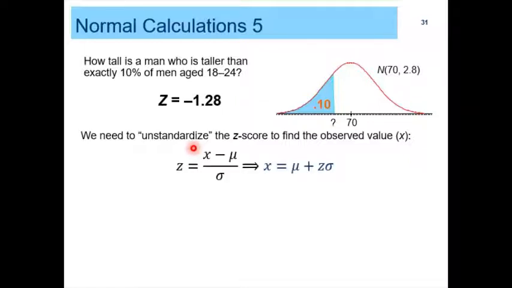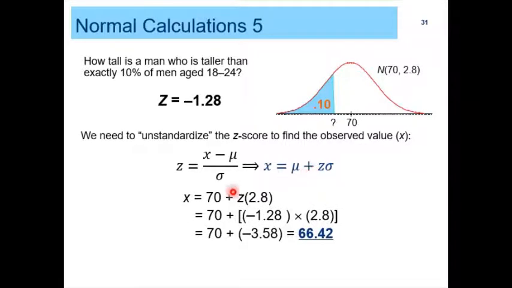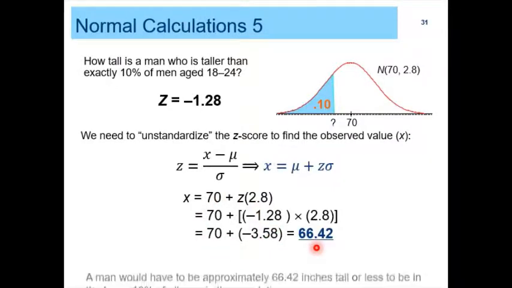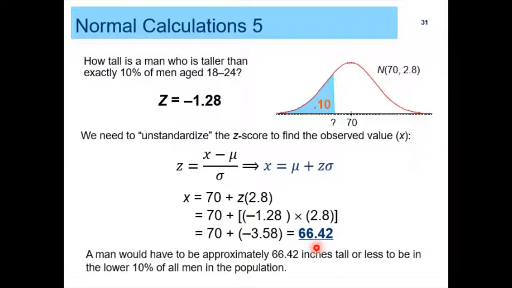For that, we already know the formula of z is equal to x minus mu divided by sigma. So to get the value of x, what would be the formula? It's x is equal to mu plus z sigma. So we will put all the values here. That is x is equal to 70 plus z multiplied by 2.8. We already know z is minus 1.28, and after doing all the calculation we got 66.42. So we got our answer that a man would have to be approximately 66.42 inches tall or less to be in the lower 10% of all men in the population.